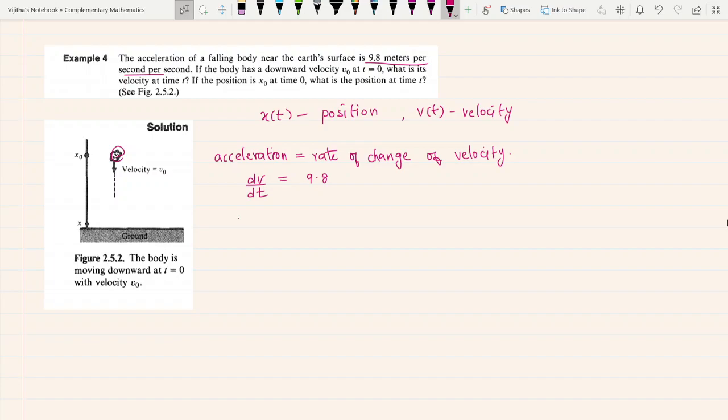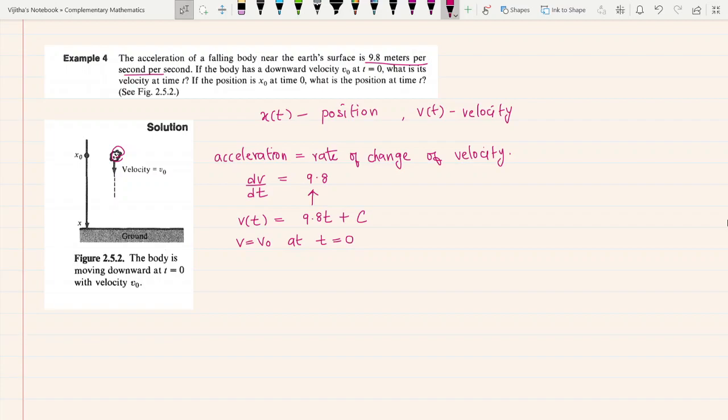So what is the antiderivative of 9.8? So v of t will be 9.8t, because we are differentiating with respect to t here. When you differentiate 9.8t with respect to t, we will get 9.8. So antiderivative of 9.8 is 9.8t plus c, an arbitrary constant. Now what next is given is, if the body has a downward velocity v equal to v naught at t equal to 0. That is, velocity v is equal to v naught at time t equal to 0.